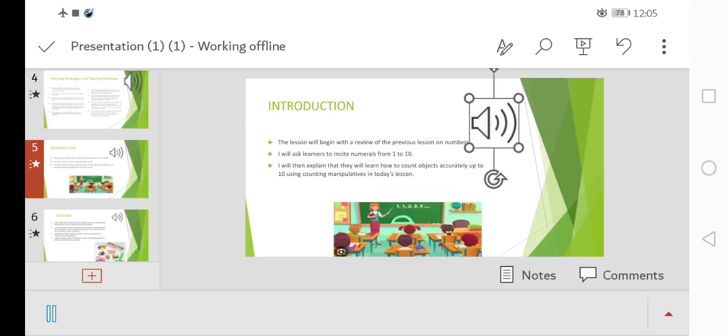Introduction. The lesson will begin with a review of the previous lesson on numbers. I will ask learners to recite numerals from 1 to 10. I will then explain that they will learn how to count objects accurately up to 10 using counting manipulatives in today's lesson.